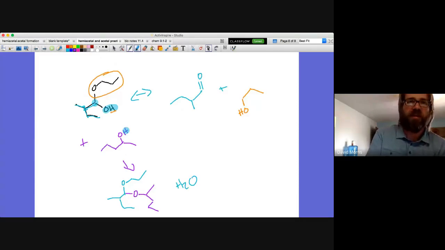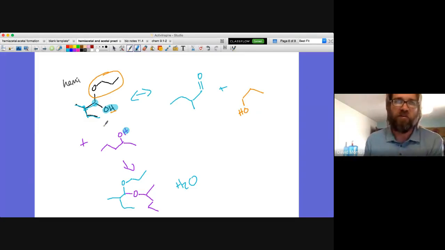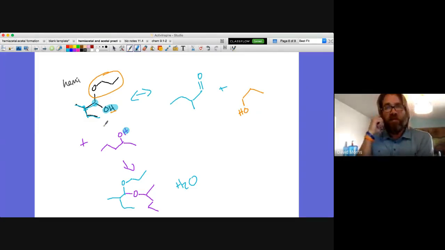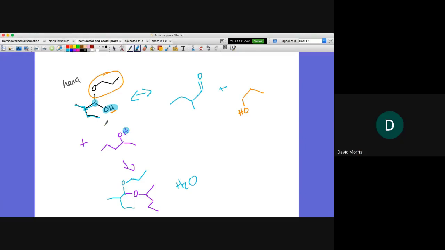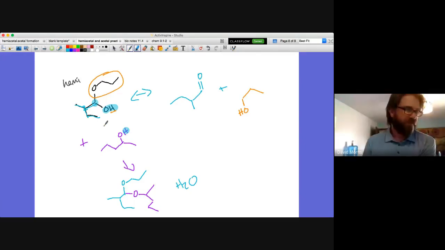So that's what I mean. That's why I didn't want you skipping over that. Because if I start you with a hemiacetal, you need to be able to recognize it and you need to know what to do with it. Does that kind of make sense?